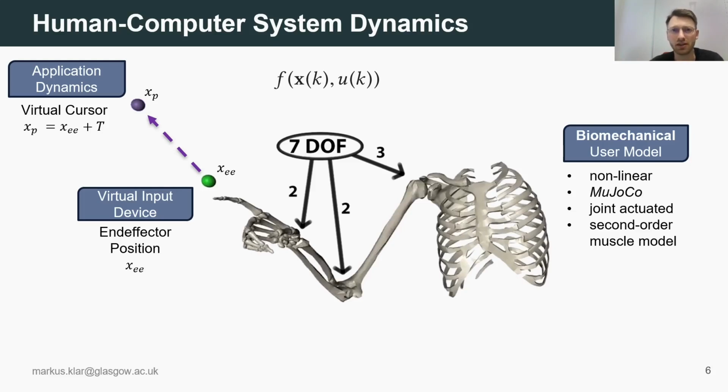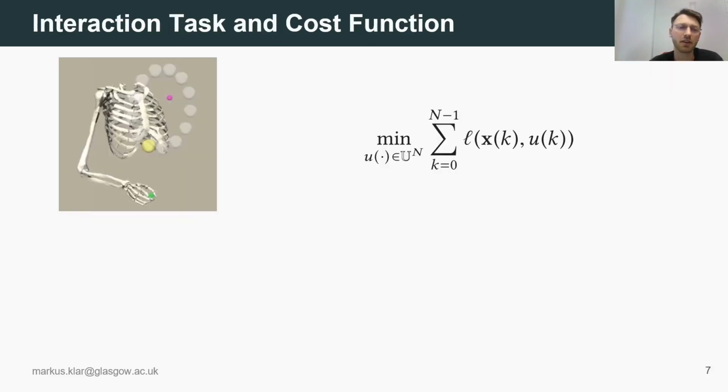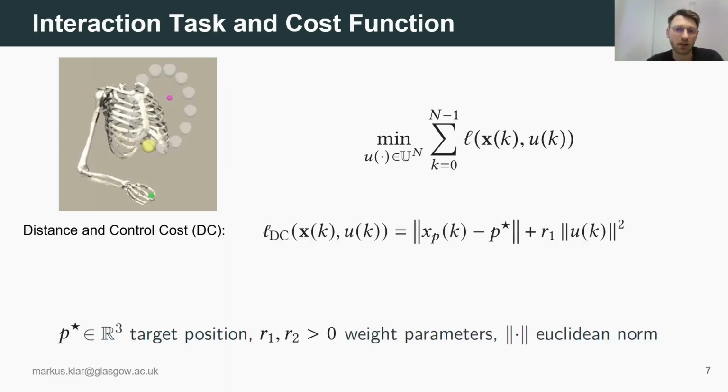Now, to model the cost function, we have to think about the task. And there we chose a classic ISO pointing task in VR, so the user can see those 13 targets in front of them and has to move the virtual cursor to the active target. To model this, we chose 3 different cost functions. The first one and simplest one is just distance and control costs.